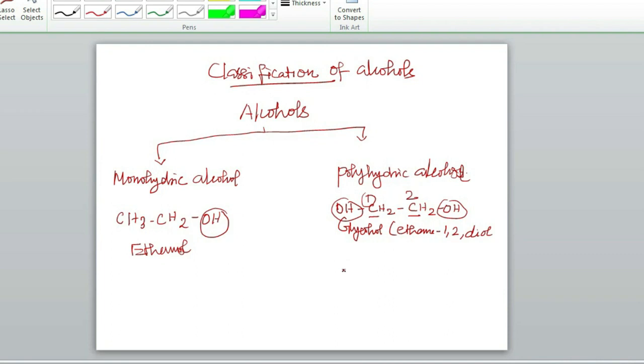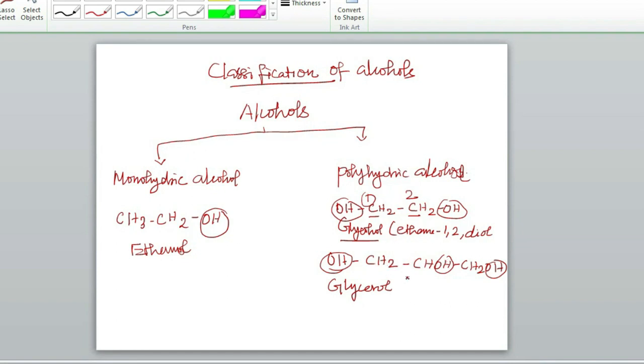Another one is trihydric alcohol. The structure is CH2OH, CHOH, CH2OH. This is named glycerol. This is for glycol, and this is for glycerol. So glycerol is a trihydric alcohol. Here you see one OH group, another OH group, and another OH group. There are three hydroxyl groups present in this compound.